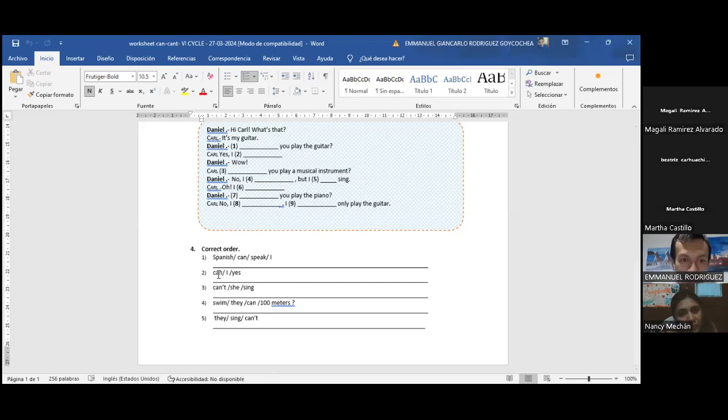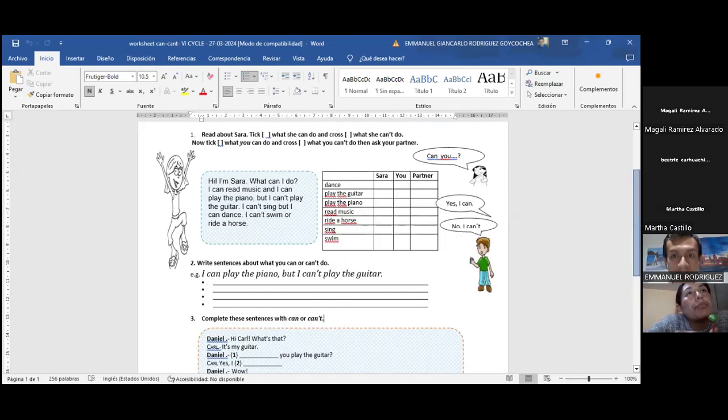Pero acá sí me dice can, I, yes. ¿Cómo sería la respuesta? Yes, I can. Okay. Muy bien, aquí solamente tienes que tú ordenar y escribir la oración ya ordenada. Perfecto. Ahora, acerca de lo que es el worksheet, ¿está claro lo que van a realizar?